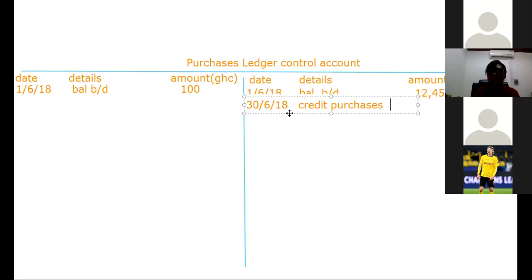How much is it? 530,000. What else? How can you jump like that? Yeah, but we have cash received from a customer. Please, cash sales. What will happen to cash sales?